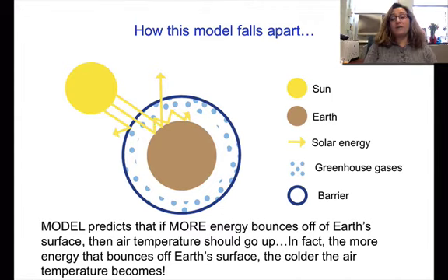But in fact, the more energy that bounces off the surface, the more energy goes into space and the colder Earth's atmosphere becomes. So this model, while predictive, doesn't predict phenomena in the right direction. So I hope today you'll learn more about the greenhouse effect and understand why this model is close but not quite right.